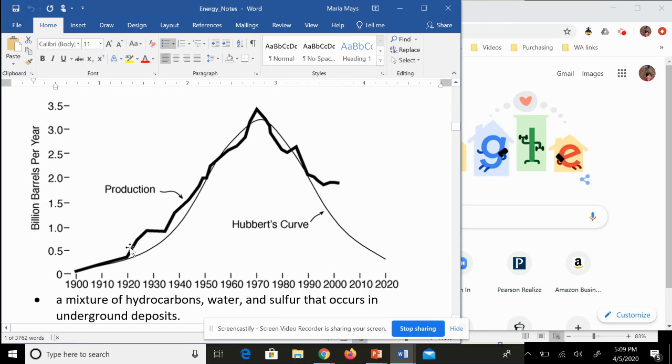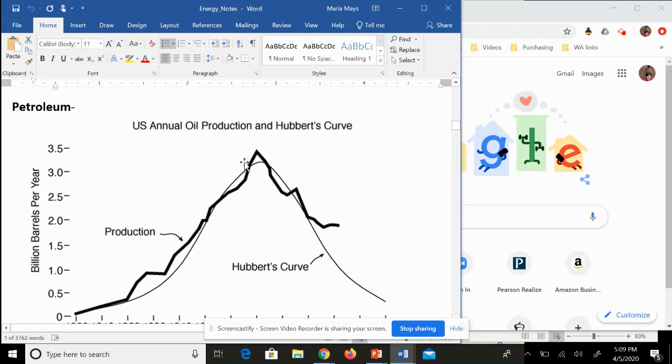All right, so our petroleum, we have this estimate. This is Hubbert's curve. This is estimating based on the production in barrels per year and how much we think we can produce from the ground. So production is kind of a weird way to look at it since you're mining. The prediction is a prediction of when we would run out.